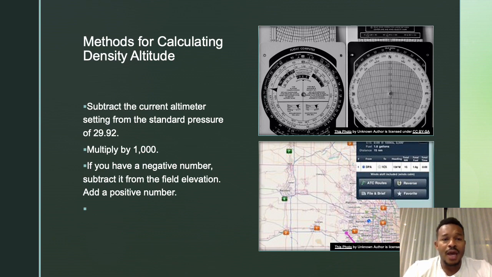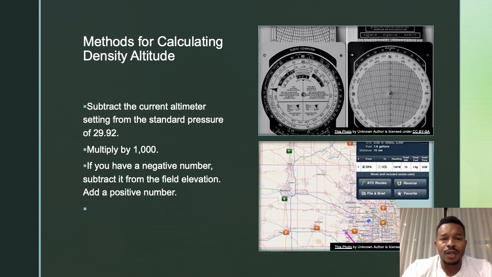But there are some little differences that you're going to get from doing it that way as opposed to doing the calculation format, in which you subtract the altimeter setting from the standard of 29.92. You multiply that by 1,000. And if you have a negative number, you subtract it from the field elevation of your airport. And if it's a positive number, then you're going to add.